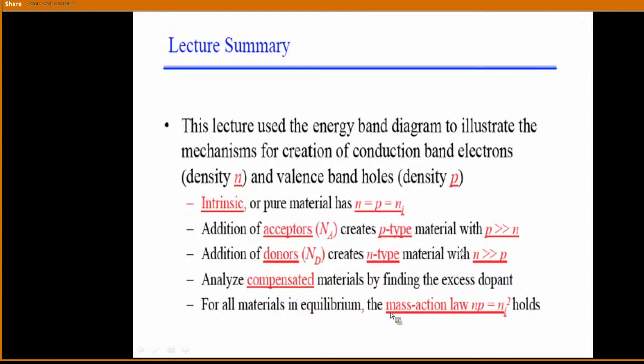And for all the materials in equilibrium, what is the mass action law? np is equal to ni square. Okay, this is what I discussed in the last class. Now this is a basic summary of the basic solids you're having.